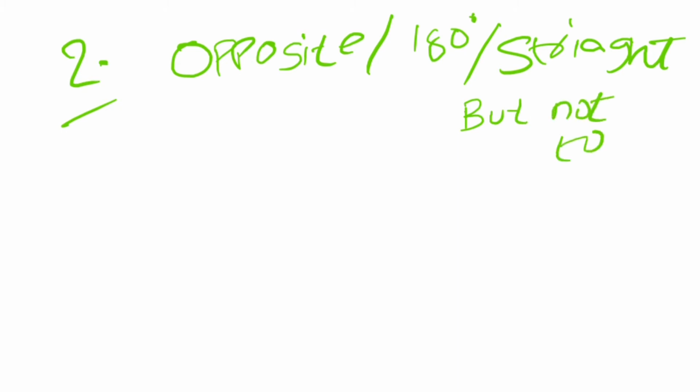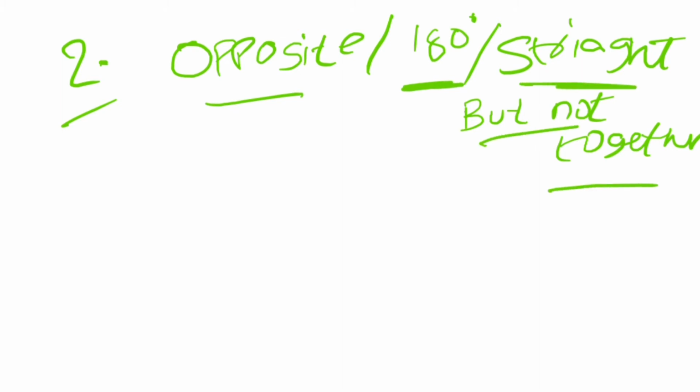Okay, straight but not together. So they will be asking how many times the minute hand and hour hand are opposite to each other, or 180 degrees apart, or straight but not together. They will be asking exactly like this: in 12 hours, how many times? In 24 hours, how many times? They will be asking like this.